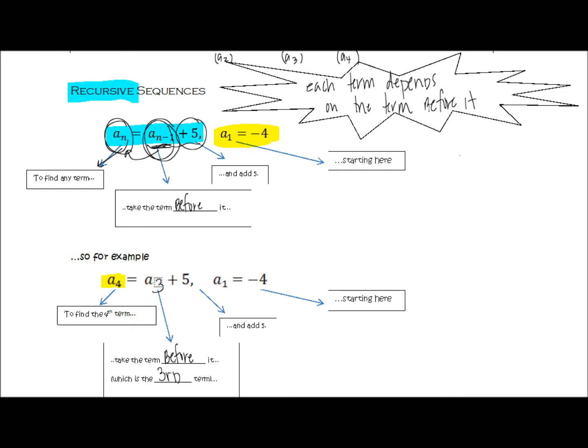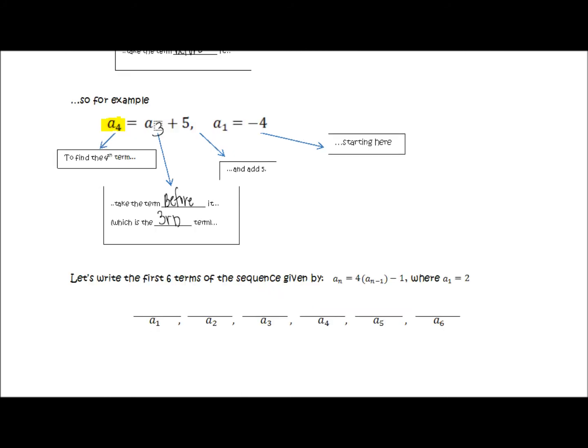Let's try one. I want to write the first 6 terms of this sequence. Before we start, let's break it down. It says any term is just given by 4 times the term directly before it. Remember how a sub n minus 1 is the term just before a sub n. After you multiply that by 4, you just subtract 1. Where do we start? It tells you that the first term is a1 equals 2, so you start with 2.